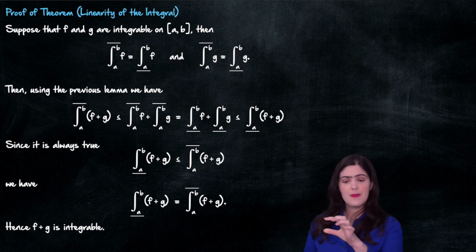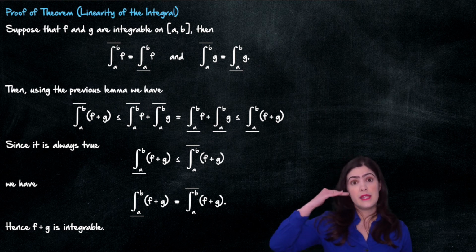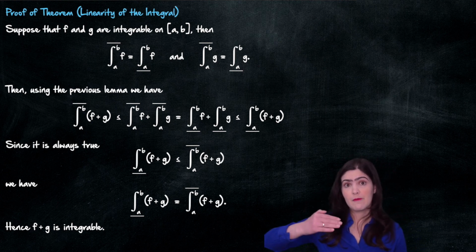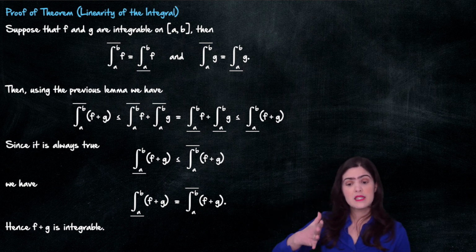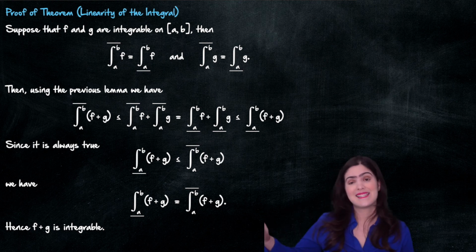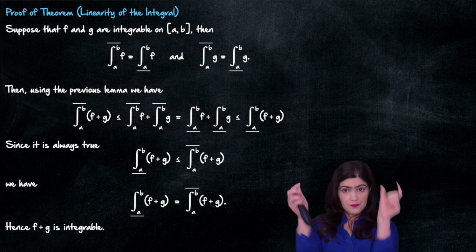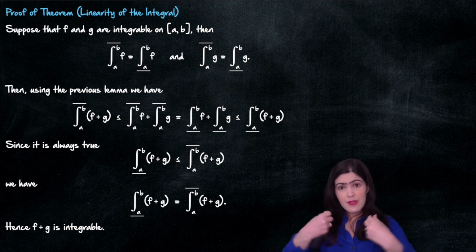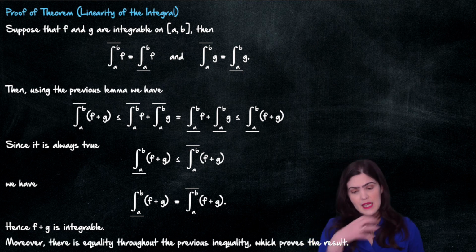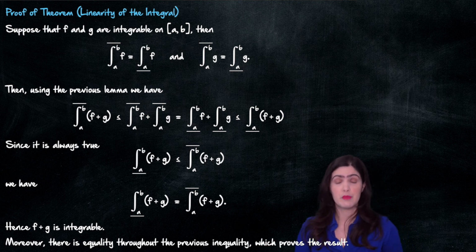And now, you see, we have the big chain of inequalities here that tells me that the upper integral of f plus g is less than or equal to the upper integral of f plus the upper integral of g, and that is less than or equal to the lower integral of f plus g, because the left and the right hand sides are equal. It will force everything to be equal, and that will give us exactly the result that we wanted to prove.